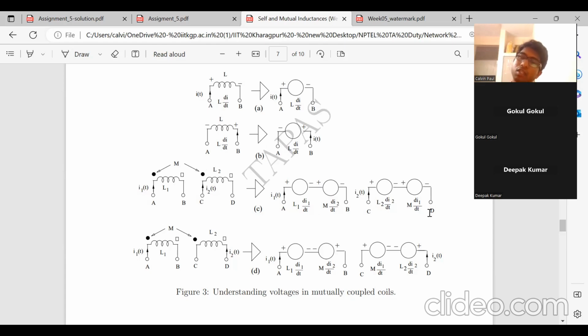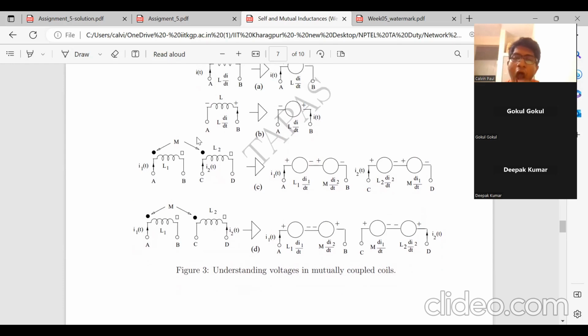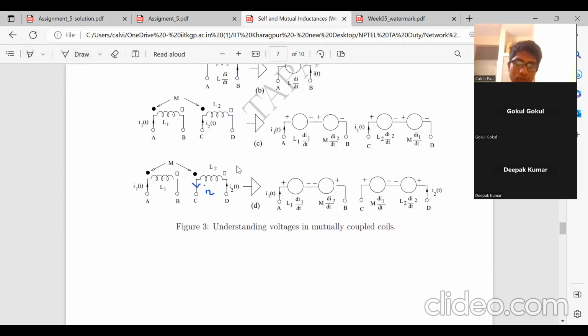Similarly, that will be the case for the other coil. But we will consider the case where current is flowing into the dot over here and current is flowing out of the dot over here. Here, what is actually happening is current I2 is flowing out of the dot like this. So let us consider this one.